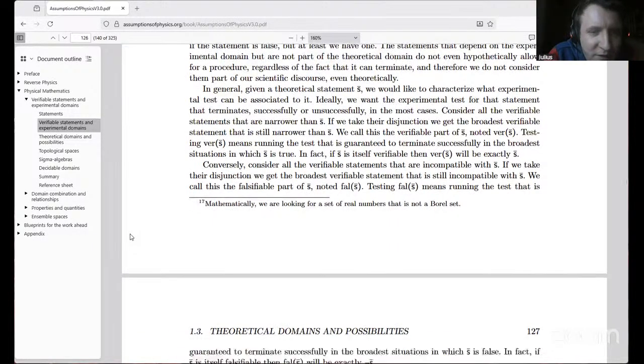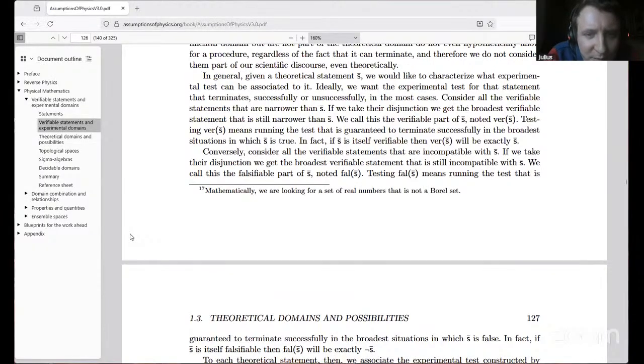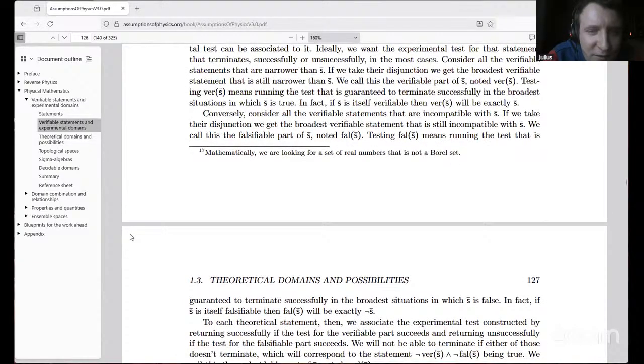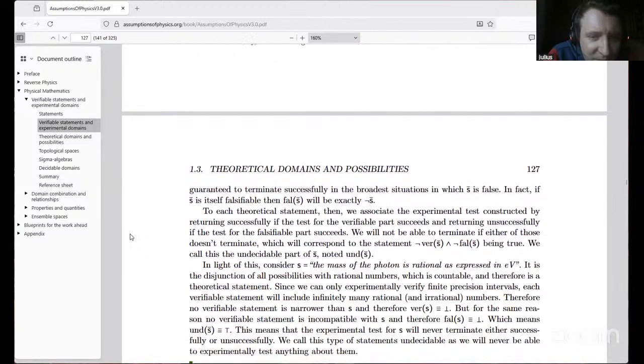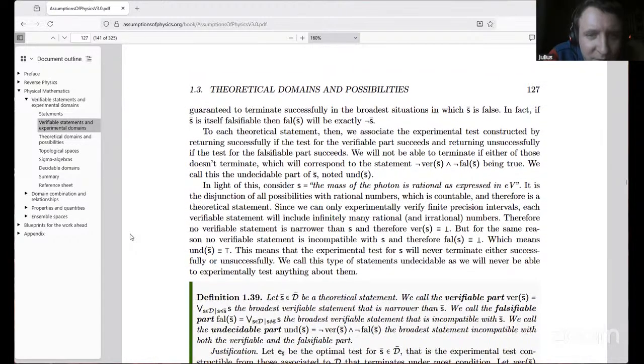Conversely, consider all the verifiable statements that are incompatible with S bar. If we take their disjunction, we get the broadest verifiable statement that is still incompatible with S bar. We call this the falsifiable part of S bar, noted fal of S bar. Testing fal of S bar means running the test that is guaranteed to terminate successfully in the broadest situations in which S bar is false. In fact, if S bar is itself falsifiable, then fal of S bar will be exactly the negation of S bar.